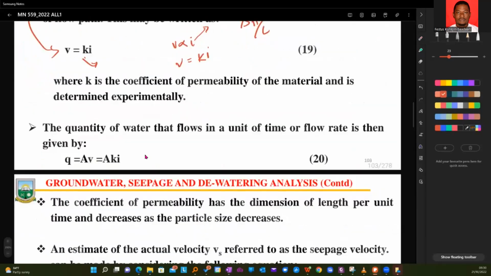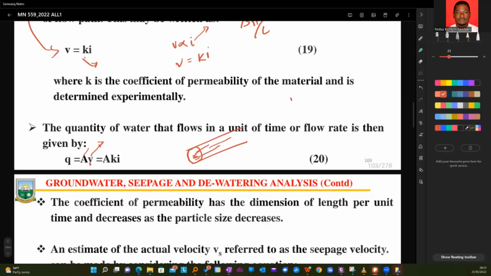So if I have velocity in mind, and I want to calculate how much water is flowing through at a given time, the quantity of water flowing at a given time, I can multiply by the area of whatever sample I am considering. Assuming it is a tube of soil, I can consider the area of the tube and then use the velocity of flow multiplied by the area, and that will give me the quantity.